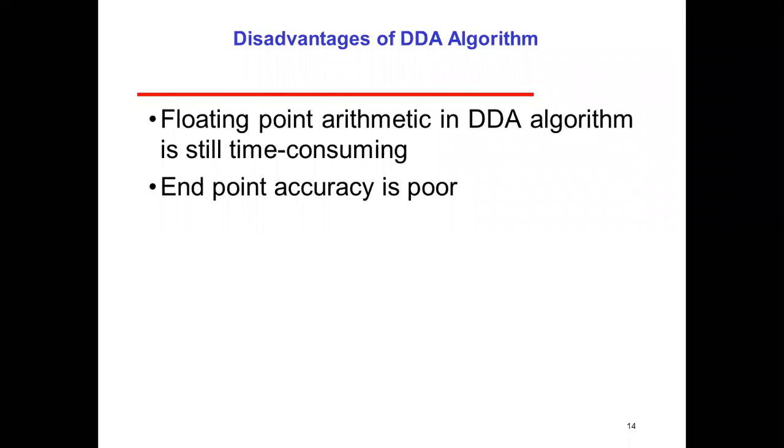So the disadvantages are floating point arithmetic. Okay, because we will use some division. There is an involvement of division calculation. So a problem will come. And also endpoint accuracy is poor. So where we are using floating point, it will create a problem, and also we will not get the accuracy.